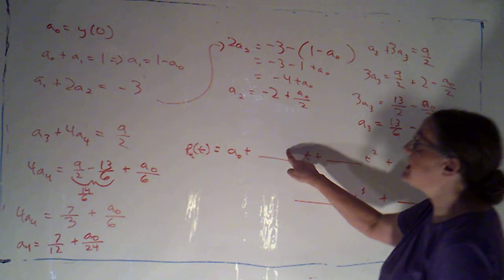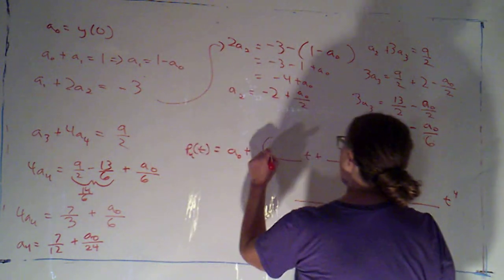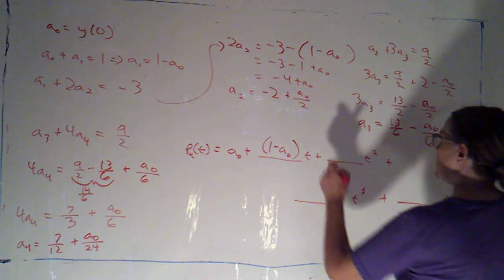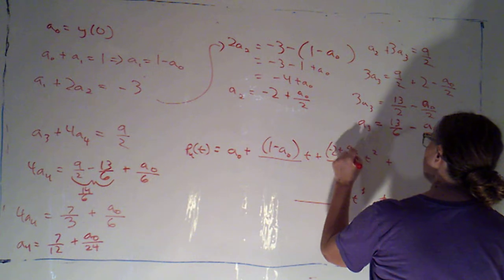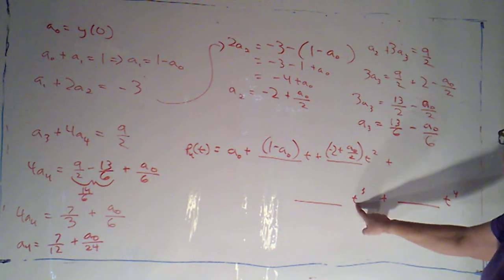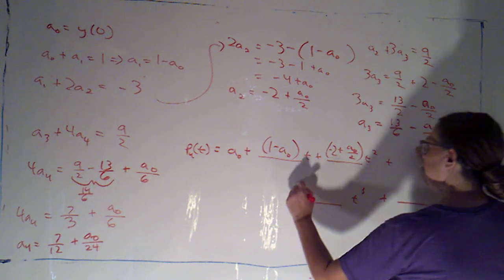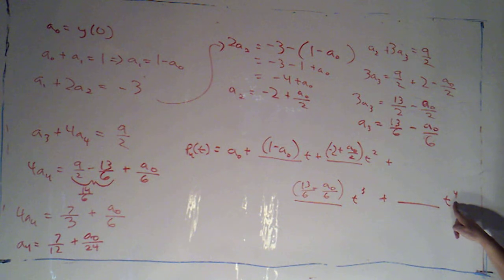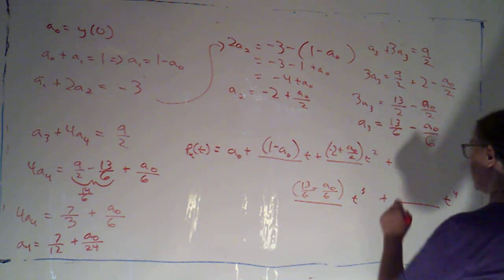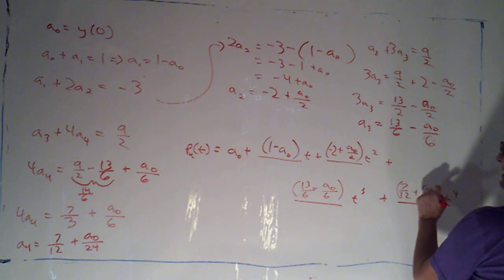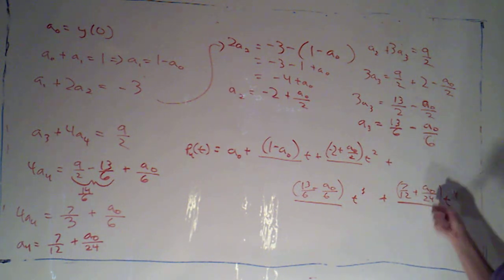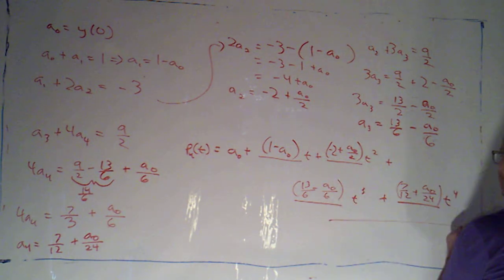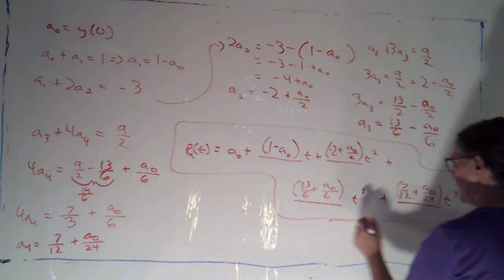So the coefficient for t was A1, which we said was 1 minus a naught. The coefficient for t squared is A2, that's negative 2 plus a naught over 2. Coefficient for t cubed, that was my A3, that was 13/6 minus a naught over 6. And the coefficient for t to the fourth is what we just found here, 7/12 plus a naught over 24, I'm sorry, not to the 24th. Okay, so I'm able to actually find my fourth Maclaurin polynomial.